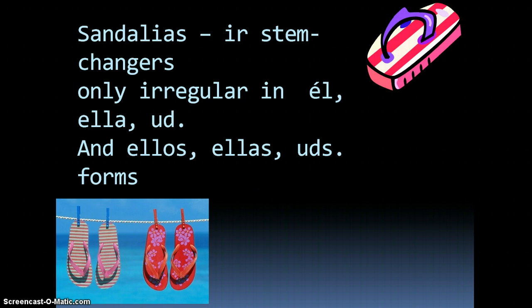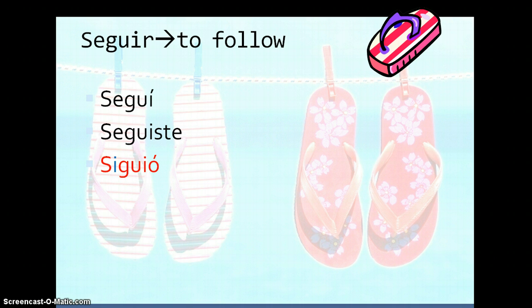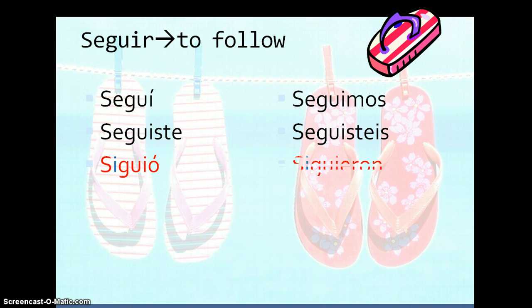Then we have some sandalias, and this is on the back side. Sandalias mean that they are stem changers, and they're only irregular in the él, ella, usted form and ellos, ellas, ustedes form. And you'll see why we call them sandalias. So seguir means to follow. It's an E to I stem changer. Seguí, seguiste, siguió. There's your stem change. Seguimos, seguisteis, siguieron. Only stem changes in those bottom two forms.